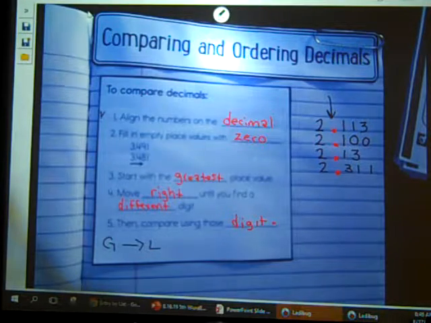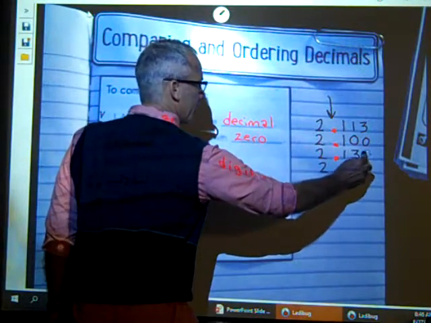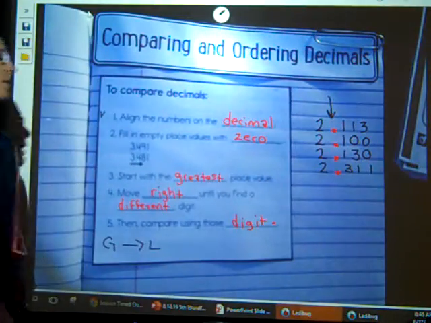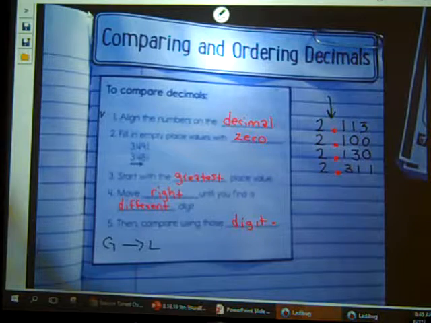Do you see another digit that's missing? Yes, ma'am. Behind which digit? 3. What goes here? 0. A 0. Now, do all my numbers have the same number of digits? Yeah, we're in good shape. Now, it's a piece of cake to compare them, right?